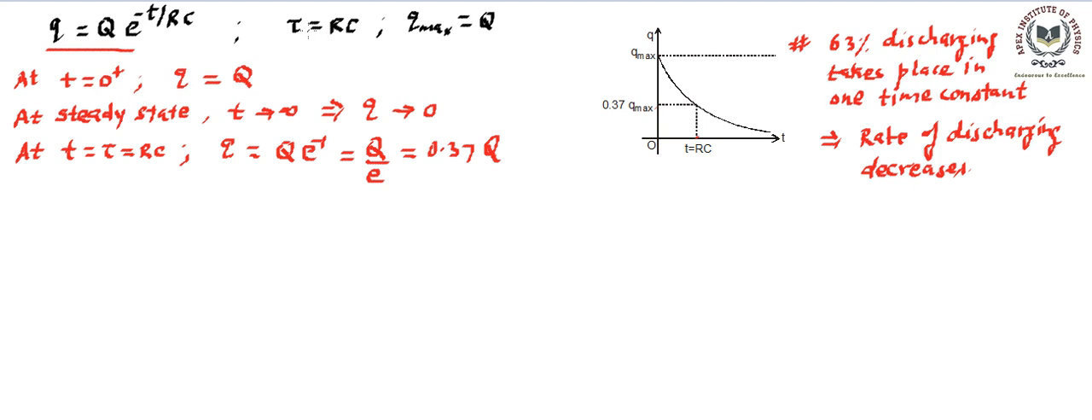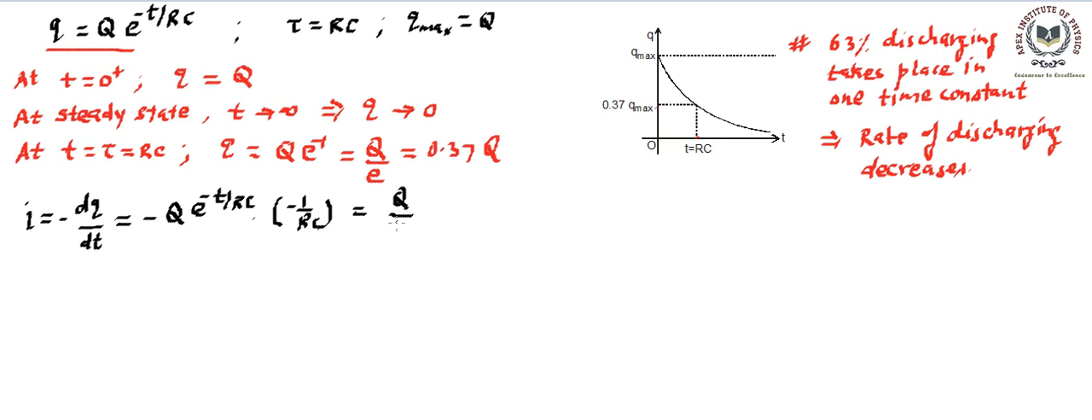Now we can talk about the current as well. In terms of current, we know the definition is minus dq by dt, that means rate of discharging. So we simply differentiate this. If we differentiate it, there's going to be a minus already, there's q, and e raised to power whatever it is remains, but the exponent has to be differentiated as per the chain rule, so it becomes minus 1 upon RC. So if we carry on with this, it becomes q upon RC e raised to power minus t upon RC.